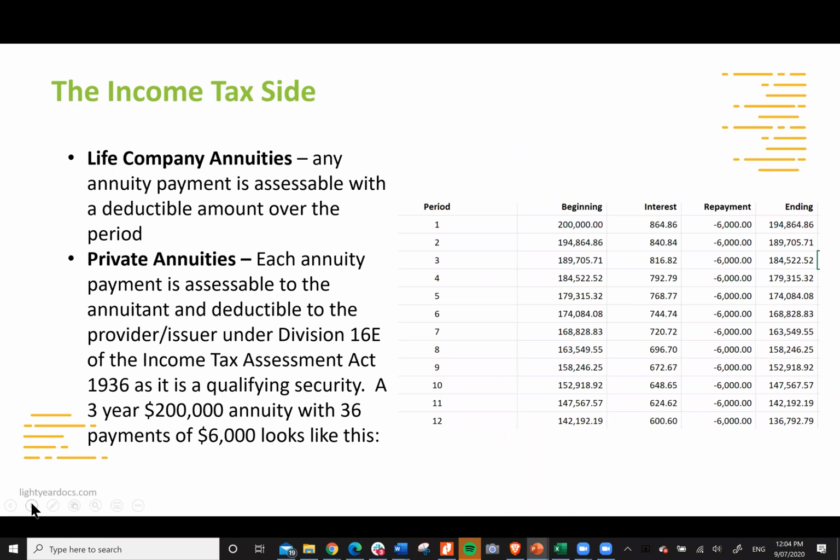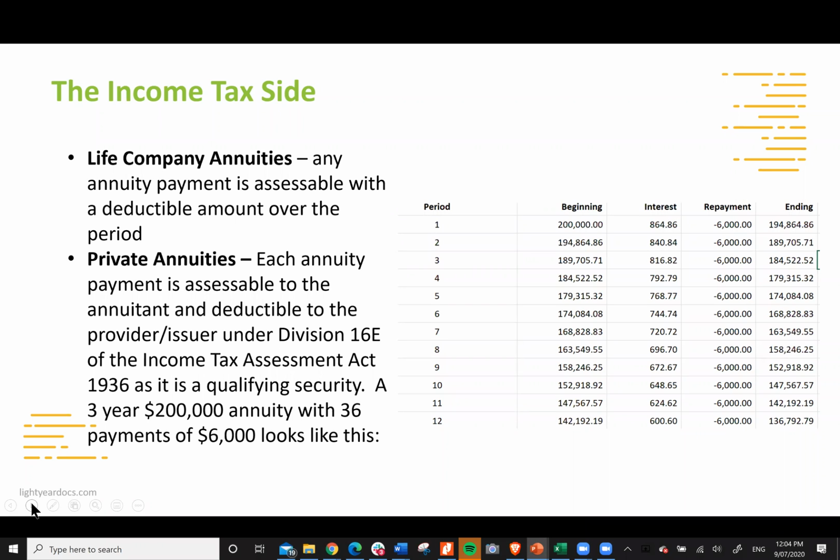With a private annuity, though, if you wade your way through, and I won't bore you going through all the sections, essentially we use the rule of 78. Again, you can get this. You can see I've done a little calculator, and I'll put this material up on the website as well, or the slides up on the website. It's a qualifying security, and it's catered for under Division 16E of the Income Tax Assessment Act.